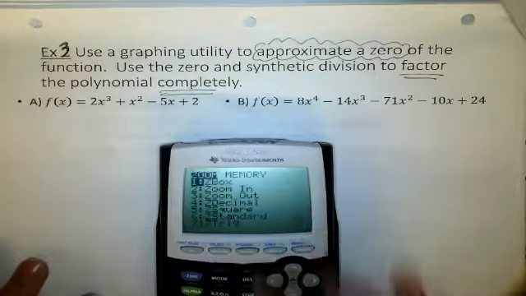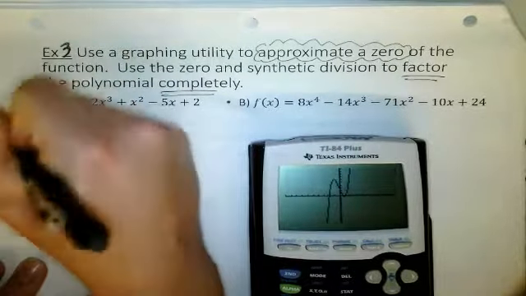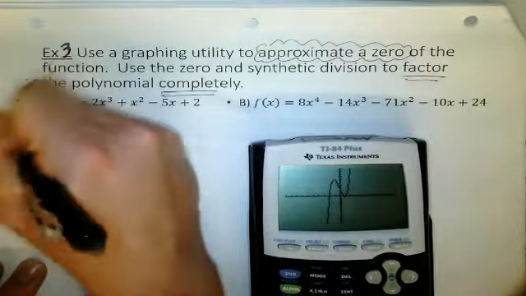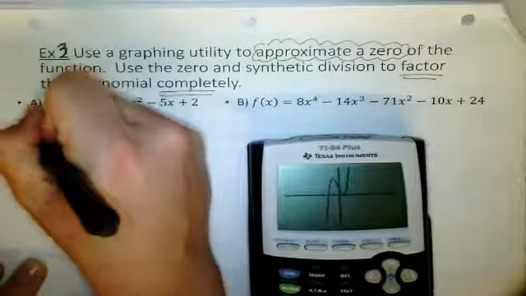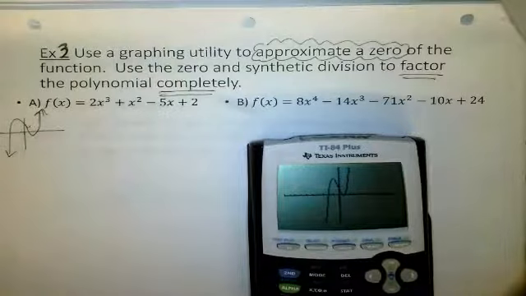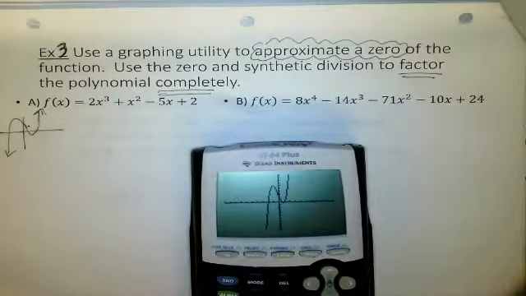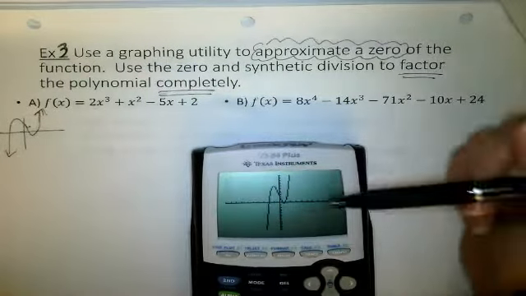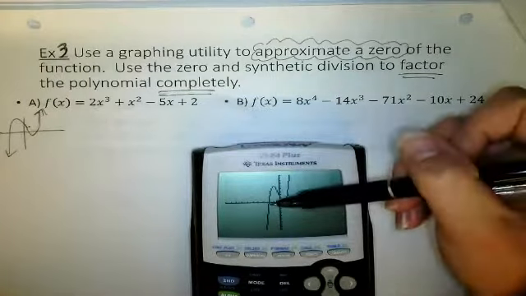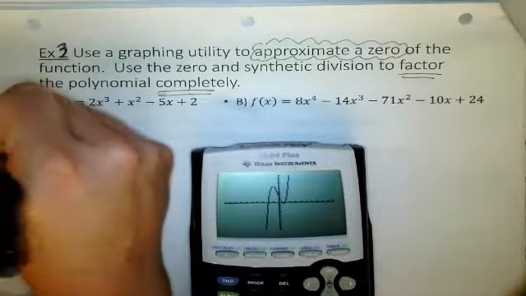Anytime you use your calculator, you're going to make a little bitty sketch. Here's my little bitty sketch. It looks something like that. When I look at this little bitty sketch, what's the first zero you notice? Negative 2? Okay, negative 2 is the first one I noticed.